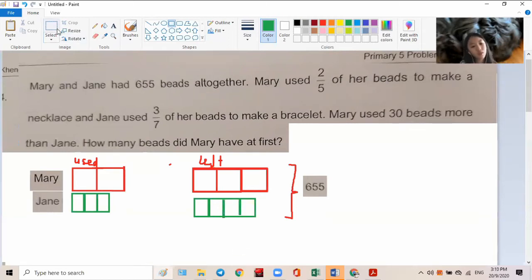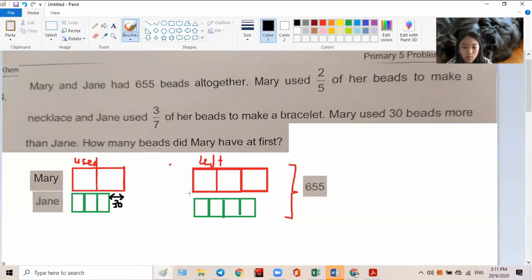Good. Then Jane used 3/7, but he said what? Mary used 30 bits more than Jane. 30 bits means from where to where is 30? Here must be 30. Can you see? Here to here must be 30. Yes or no? Okay, good.